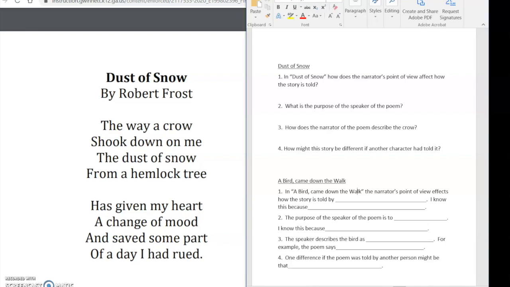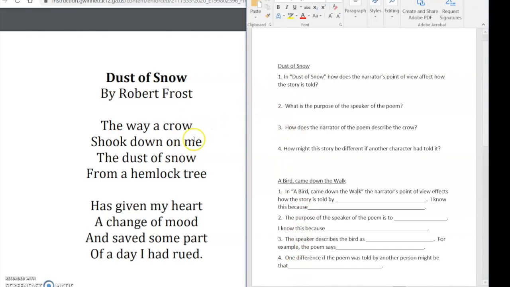So I'm going to walk you through the first poem, which is called Dust of Snow by Robert Frost, and we're going to answer the questions. You can see I have my poem here, and I have the questions that we're going to answer on the right, and then that will be the first discussion post. And then for the second discussion post, there's another poem called A Bird Came Down the Walk by Emily Dickinson, and I'll pull that one up in a minute when we get to it. And I'm going to read it out loud and give you maybe some suggestions or some support there. But then I've created a template for you to fill in on your own.